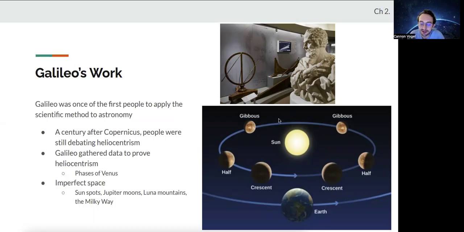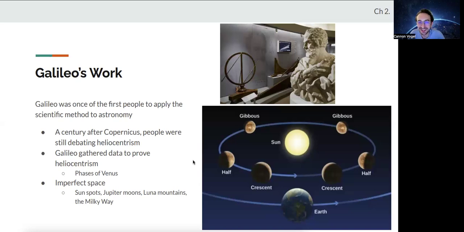So we can see in this diagram that the way we get phases on Venus is as it orbits the sun, the Earth sees a different portion of the planet. And so, for example, when Venus is on the opposite side of the sun from Earth, it looks very bright, almost the entire face is lit up. Whereas when Venus is on the same side of the sun as Earth, it's much dimmer. More of it is in shadow. And so this was kind of the definitive proof that the heliocentric model was correct.